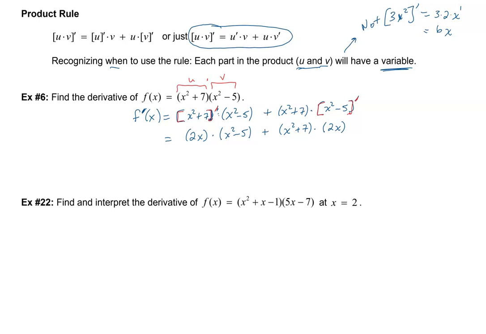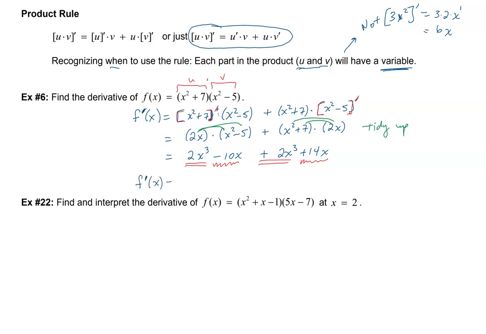The derivative is done. Now we just have to tidy up, my technical term, for things like distributing. So we'll distribute the 2x, each of those 2x's into their own sets. So we get 2x cubed, right? 2x times an x squared, 2x cubed, minus 10x, plus, and then 2x times x squared is another 2x cubed, plus 14x. And now I can combine like terms. I've got a 2x cubed plus another 2x cubed, and I've got minus 10x and a positive 14x. So I'll combine those and write a final answer.